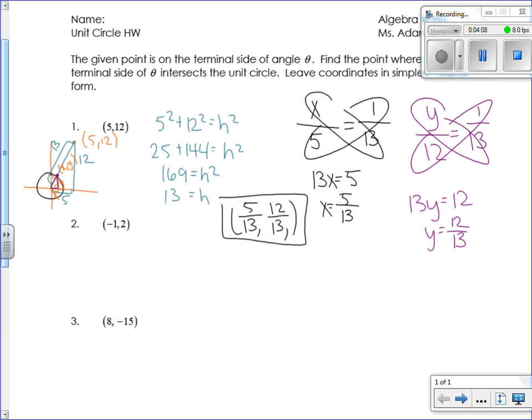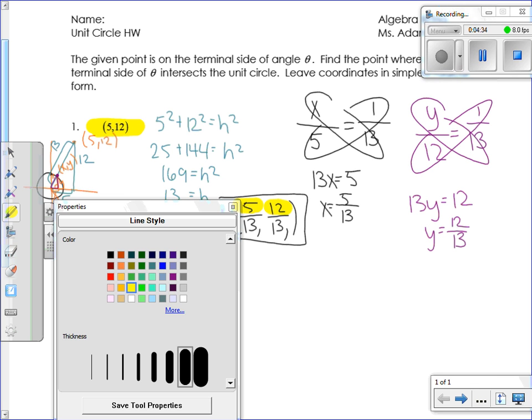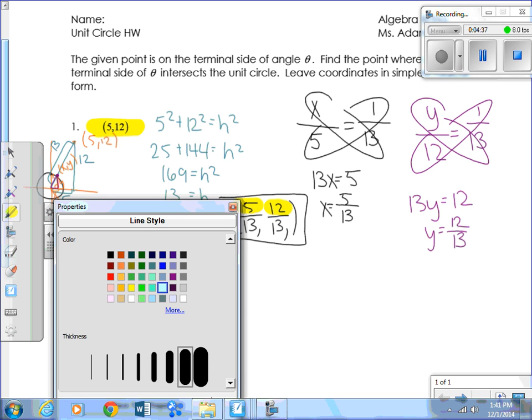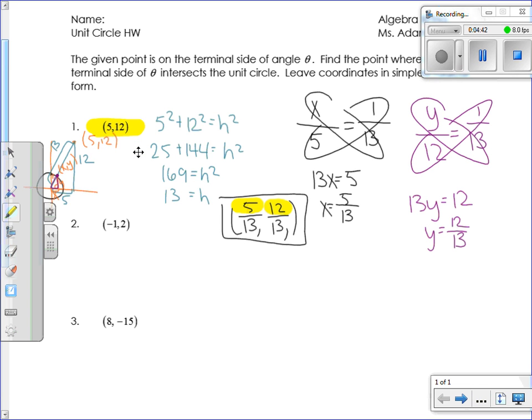Okay, and I want to note that it's great that we show all this work, but hopefully you're noticing from class, with the example that we did, if you look at the point that we started with, (5, 12), 5 and 12 are the numerators of my point on the unit circle. Those are both divided by 13, and 13 was just the length of my hypotenuse right here. So my hypotenuse is what I'm dividing by.